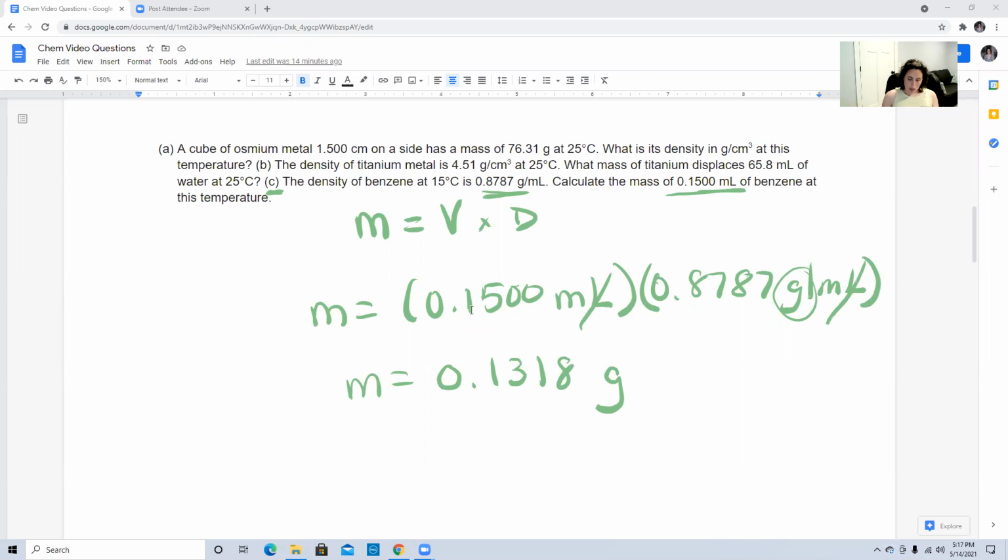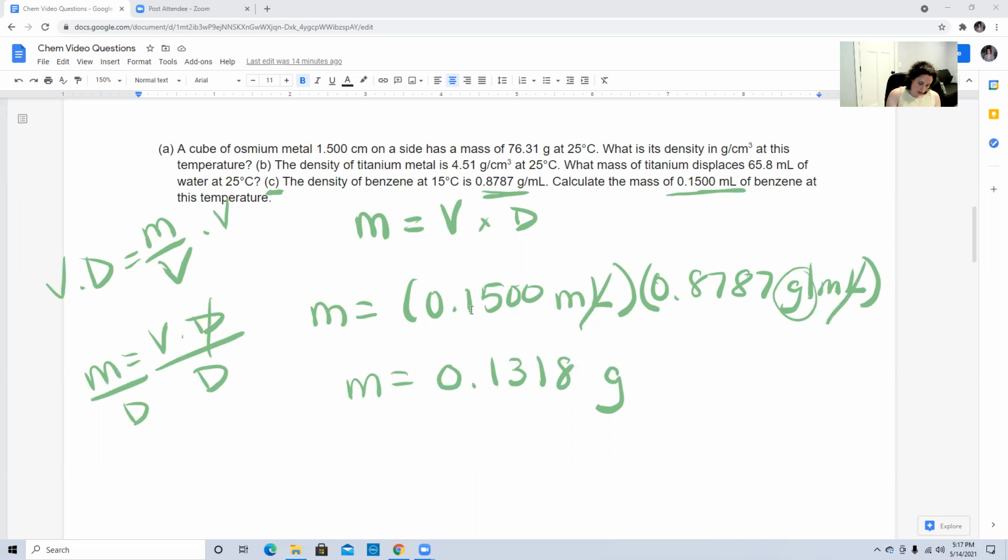Just a quick side note, if you had to solve for the volume, start with the definition of density, mass over volume. And then you would do that first step where you multiply both sides by volume. So you have mass equals volume times density. And then to get volume by itself, divide by density. So volume is equal to mass divided by density if you were asked for volume instead.